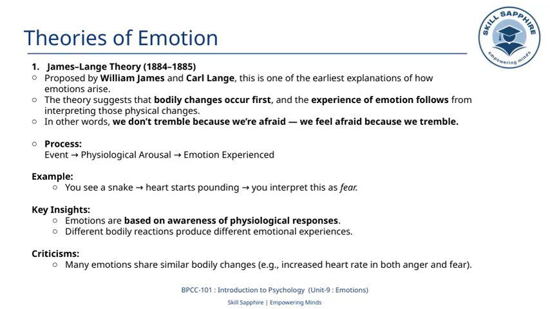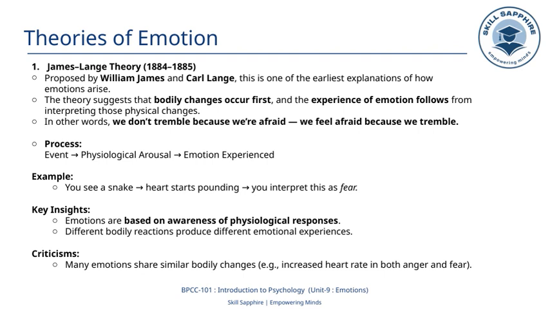Let's take a closer look at the James-Lange theory, proposed by William James and Carl Lange in the late 1800s. This is actually one of the earliest attempts to explain how emotions happen. The core idea here is that our bodily changes come first, and then our emotional experience follows once we interpret those physical responses. In simple terms, we don't tremble because we're afraid. Instead, we feel afraid because we tremble.